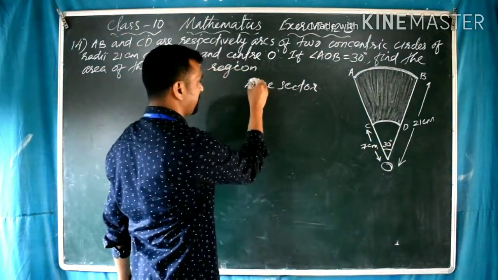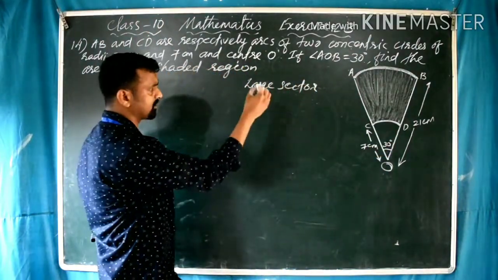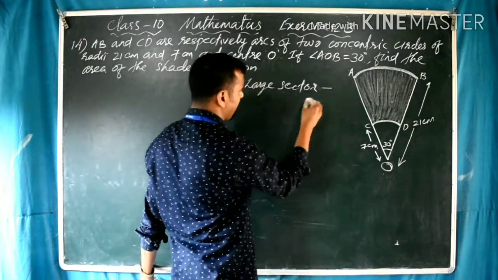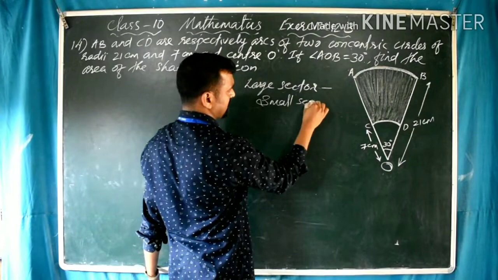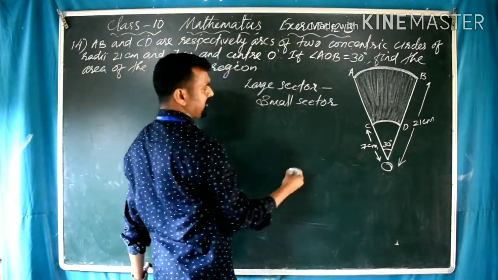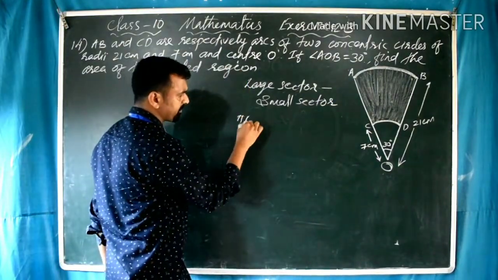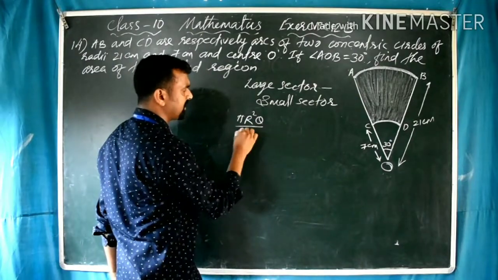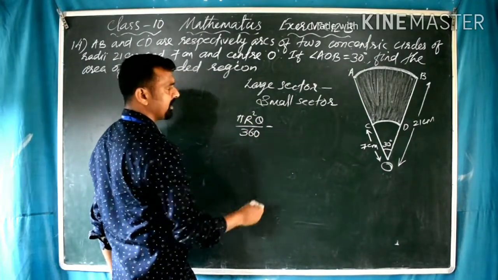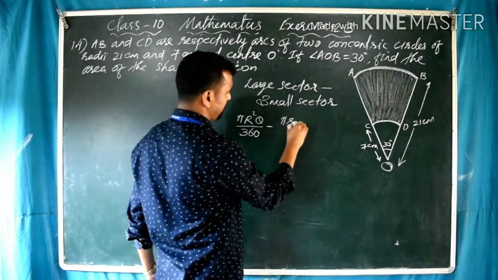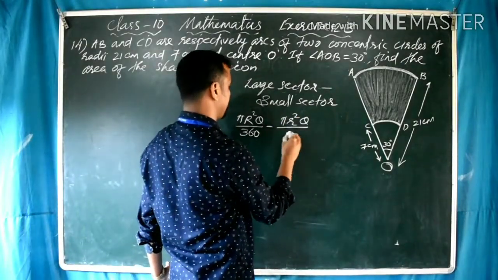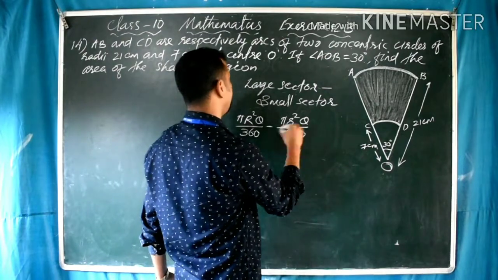So we can write the formula. Area of shaded region is equal to area of large sector minus area of small sector. Area of a sector is equal to pi r square theta divided by 360, minus area of small sector. That is also the same formula, the only difference is in the radius r.